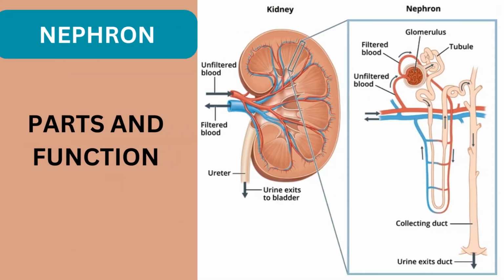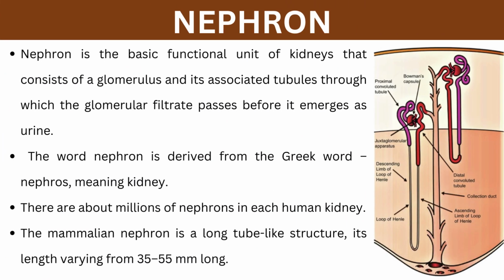Our topic today is about the nephron, its structure and function. Nephron is the basic functional unit of kidneys that consists of a glomerulus and its associated tubules through which the glomerular filtrate passes before it emerges as urine. The word nephron is derived from the Greek word nephros, meaning kidney. There are millions of nephrons in each human kidney.